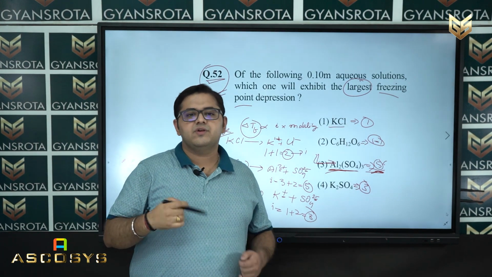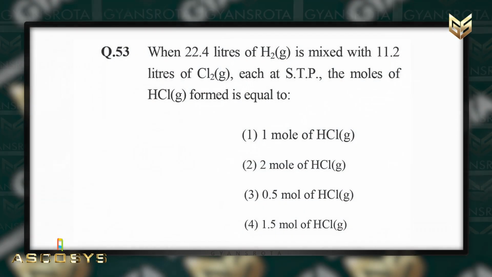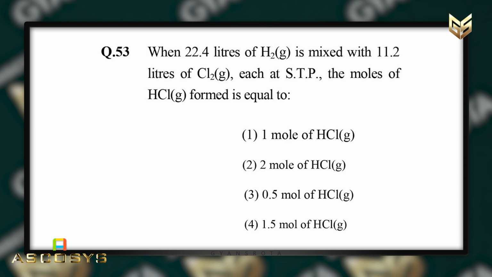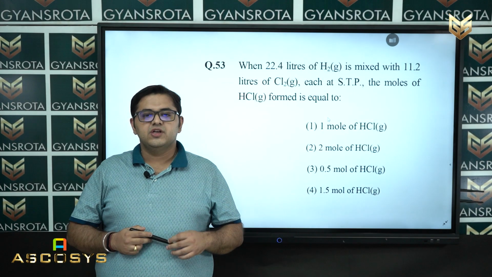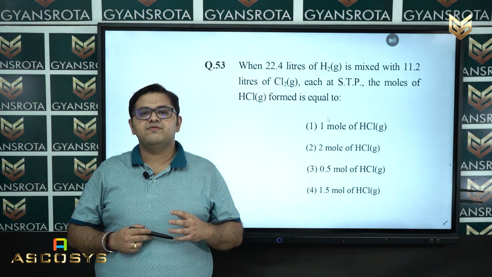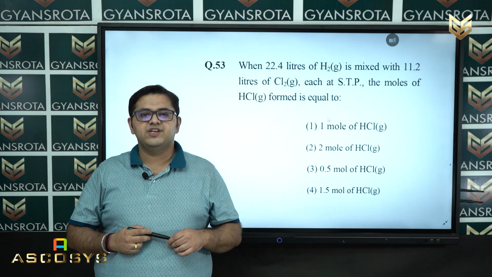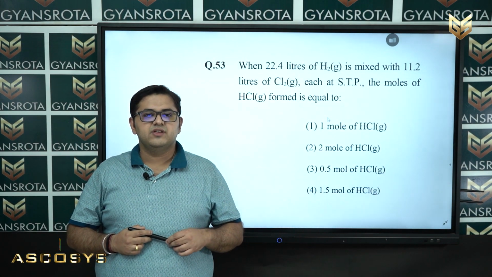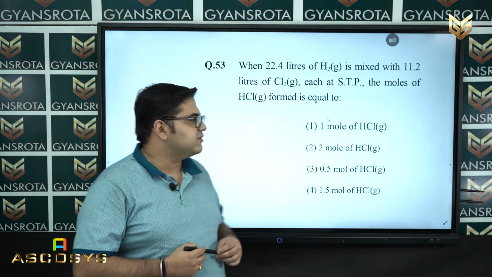Now we are moving to the next question, that is question number 53. Question number 53 is on your screen. When 22.4 liters of hydrogen is mixed with 11.2 liters of chlorine gas, each at STP, the moles of HCl formed is equal to what? This question comes from the very first chapter of your class 11 NCERT, that is the basic concept. Now we are moving to the solution part.